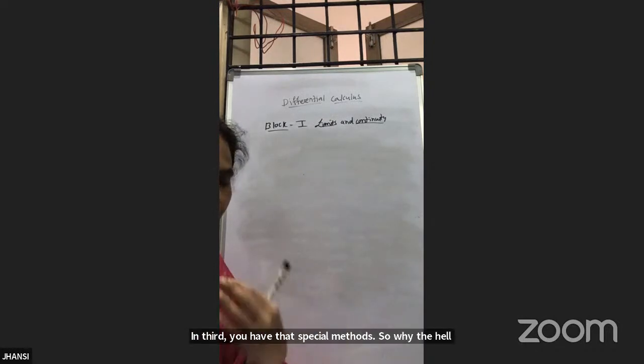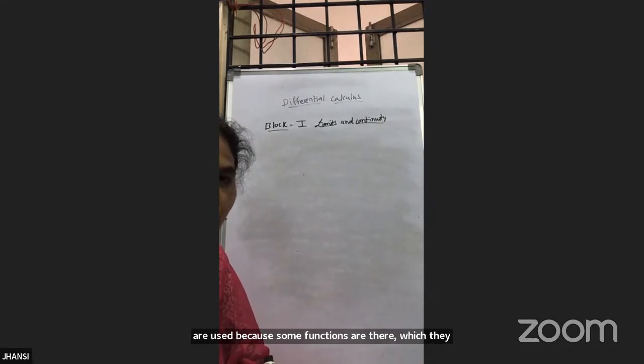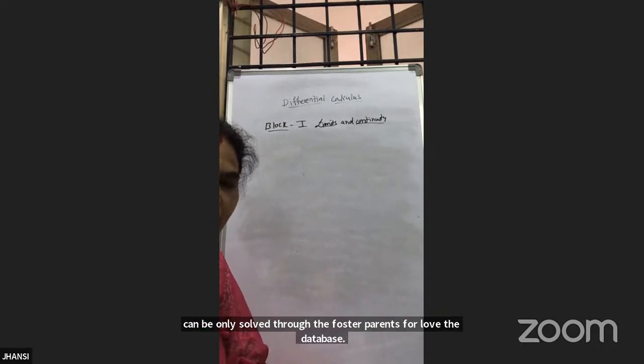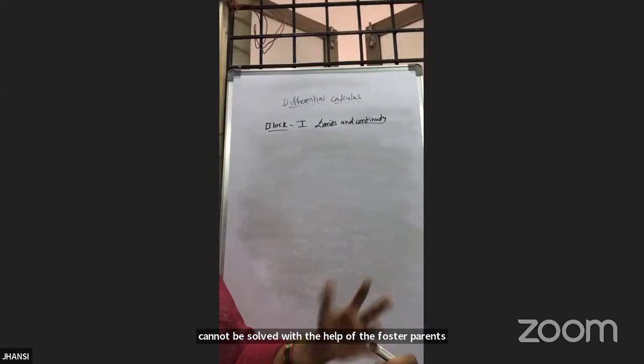In the third unit, you have the special methods. So why are these special methods used? Because some functions are there which can only be solved through the first principle of the derivative. Simple functions can be solved with the help of the derivative definition or formula. But some problems cannot be solved with the help of the first principle. So first principle means limit x tends to c, f of x minus f of c by x minus c, or else LHD and RHD. So such problems are solved with the help of some methods.